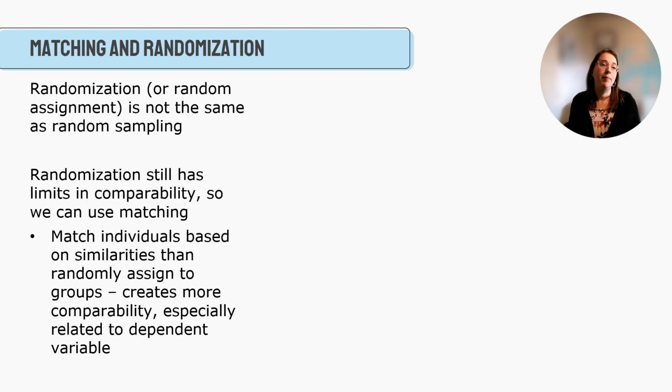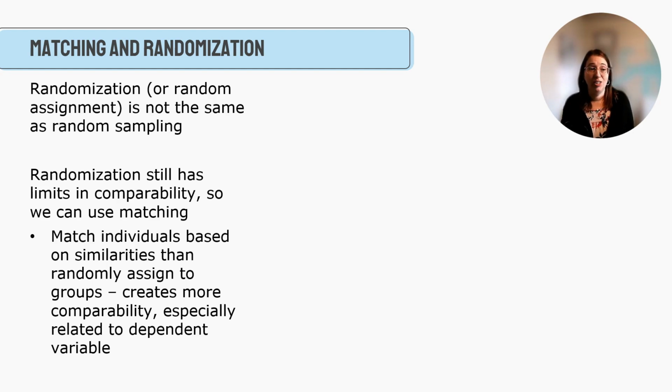So those are our experimental designs, and then obviously our pre-experimental designs. Now, the book talks a lot about randomization or random assignment as a way to address those threats to internal validity. It's important to note that random assignment or randomization is not the same as random sampling. We'll talk about sampling more later in the semester. This is more about how we assign people to groups.